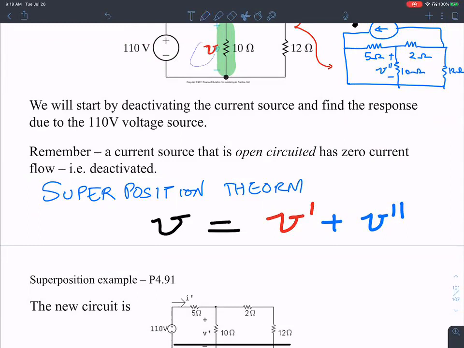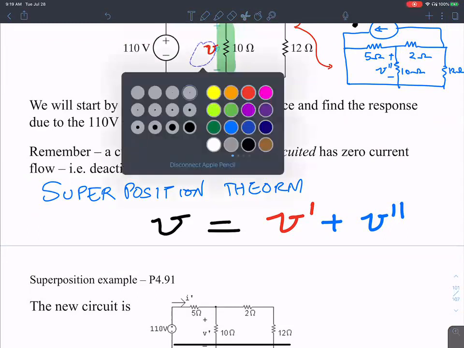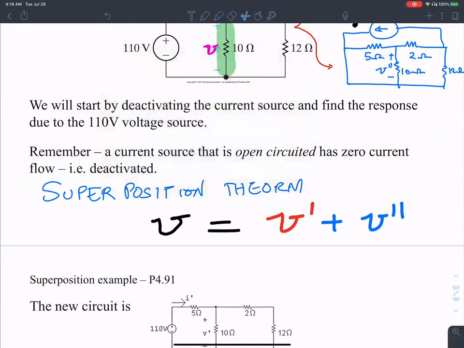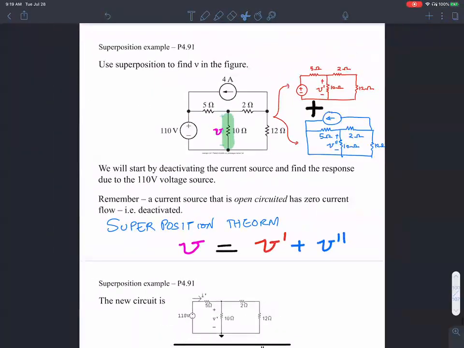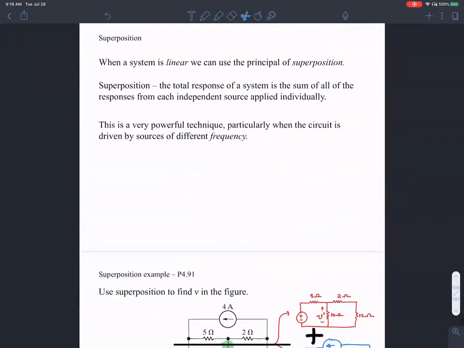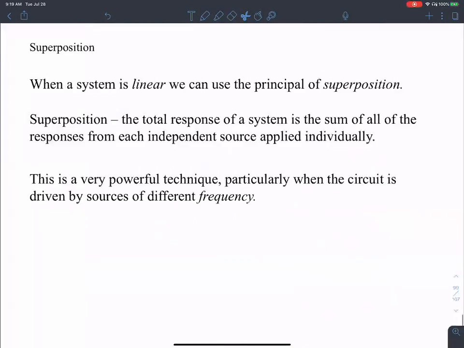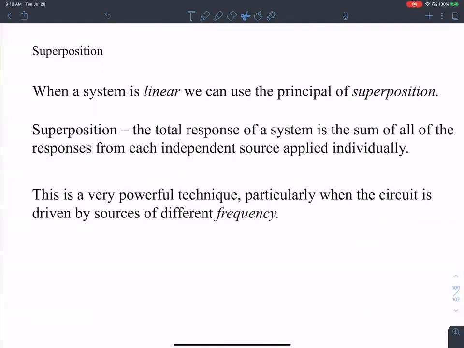Okay, let me color code this using purple, pink. Okay, I'm going to color code this as pink as well. Okay, so that's the idea. So in other words, in formal terms, the idea of superposition is that the total response of a system is the sum of all the responses from each independent source when applied independently.